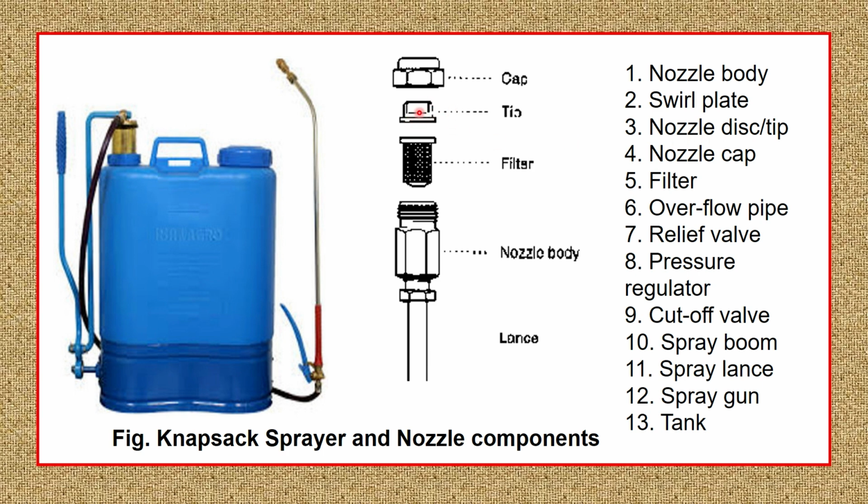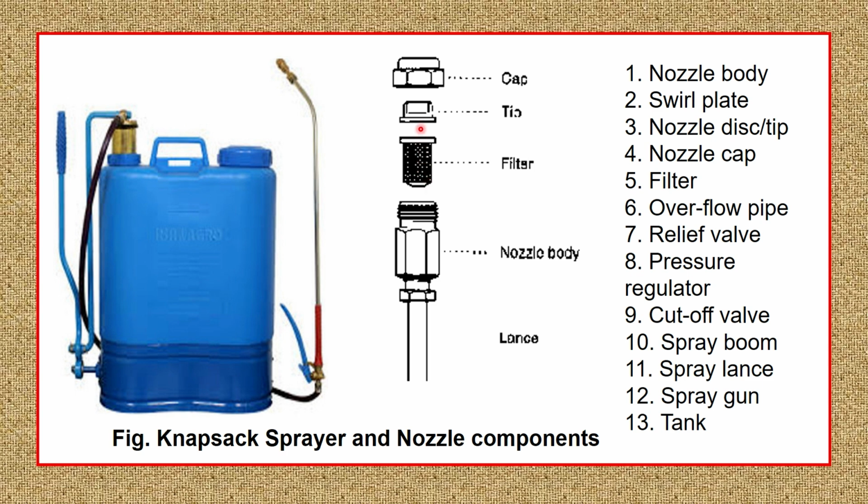The nozzle disc or nozzle tip is the tip plate with an orifice at the center through which the final spray will come out of the lance or the spray gun. The nozzle cap is the cap which is used to close the nozzle body, where all these parts will be encased. There will be a filter, the final filter. It prevents the nozzle tip and swivel plate from choking by filtering any physical impurities coming along with the chemicals, which will all be trapped in the filter.